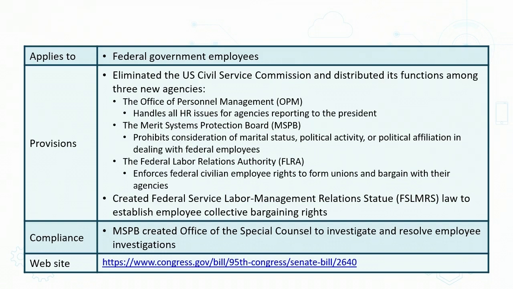This part of the law prohibits consideration of marital status, political activity, or political affiliation in dealing with federal civilian employees. It also created the Office of Special Counsel, which accepts employee complaints and investigates and resolves them. The Federal Labor Relations Authority, FLRA. This is the agency that enforces federal civilian employee rights to inform unions and bargain with their agencies. It establishes standards of behavior for union officers, and these standards are enforced by the Office of Labor Management Standards in the U.S. Department of Labor.